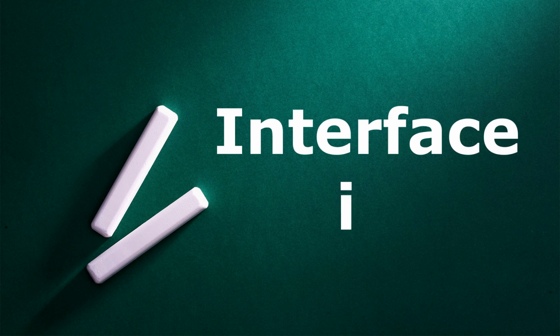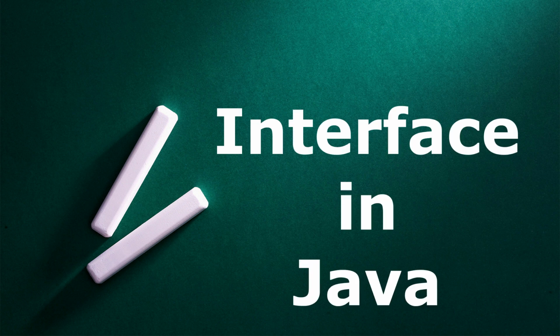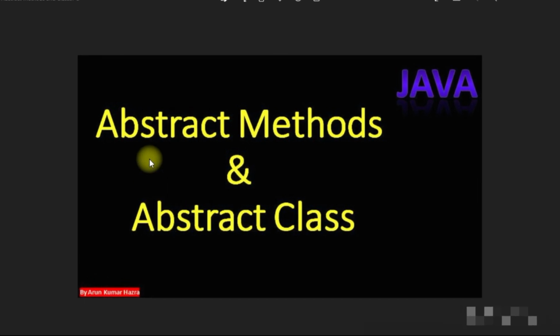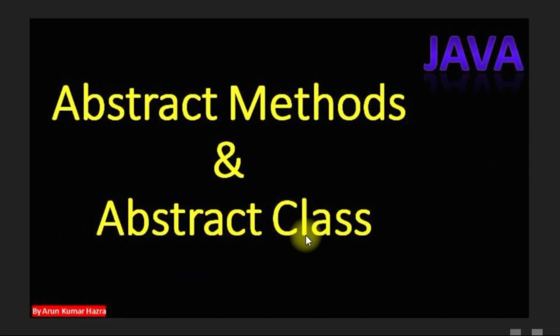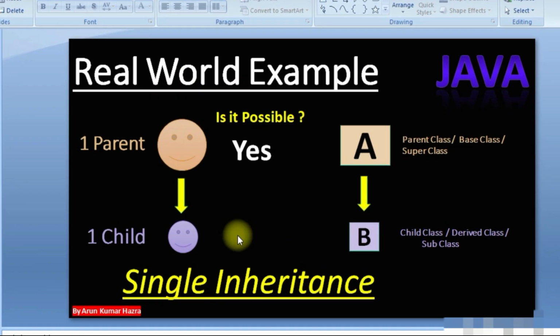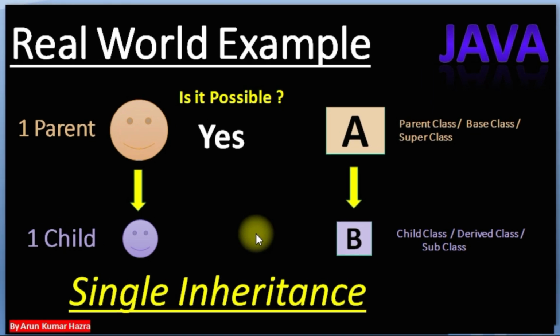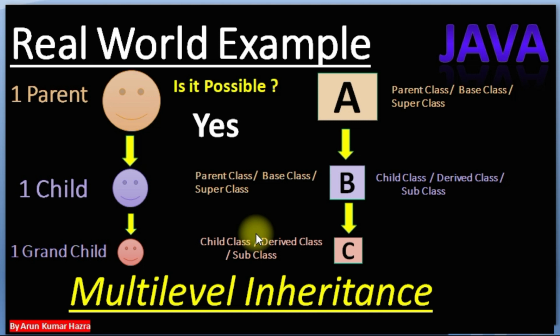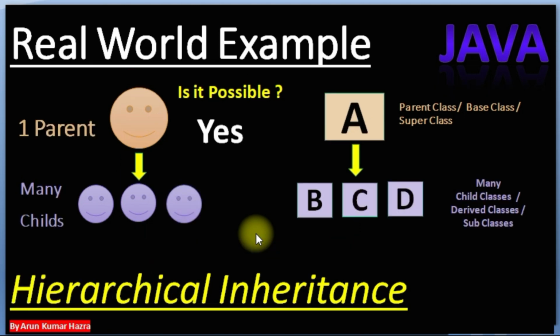Hello everyone and welcome to today's video where we will learn a new concept called interface in Java. So we already learned the concept of abstract method and abstract class. Similarly, we already learned the inheritance concept where we learned three types of inheritance. One is single inheritance, second one is multi-level inheritance, and third one is hierarchical inheritance.